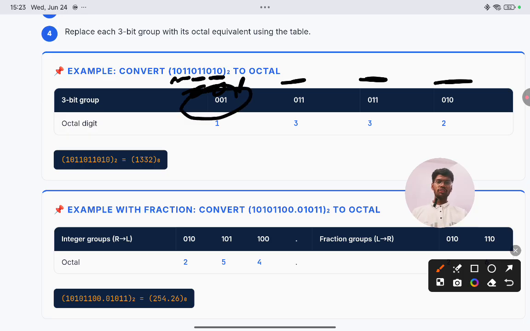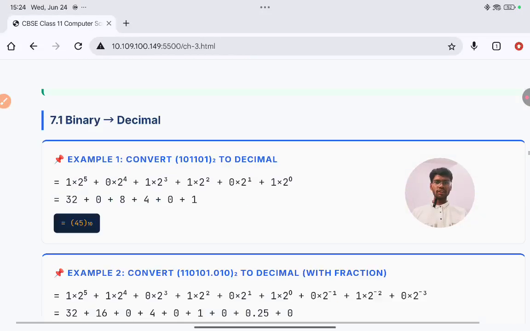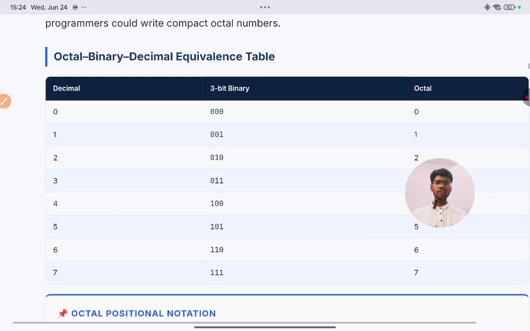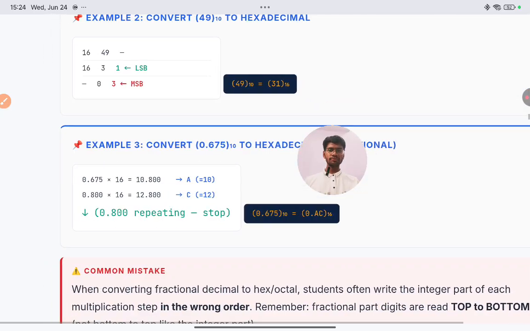Then 001 in octal is 1, 011 in octal is 3, 011 in octal is 3, 010 in octal is 2. We know that. So the octal number is 1332. We learned this table when studying the octal number system. What is the value here and here? So yes, just remember that table.